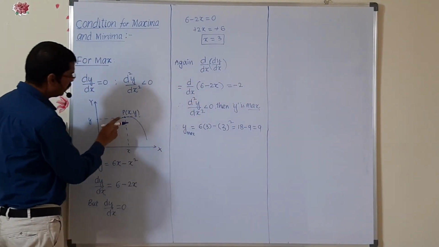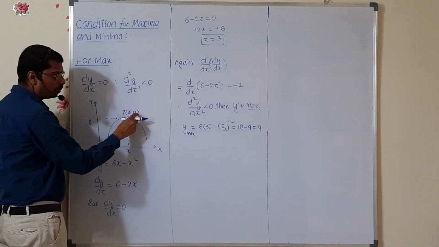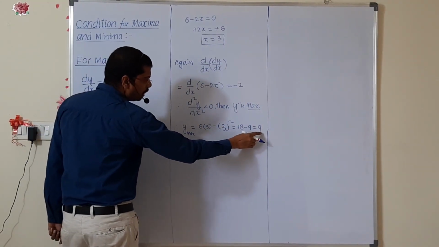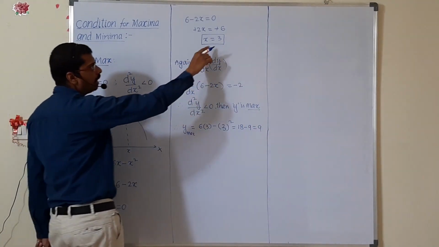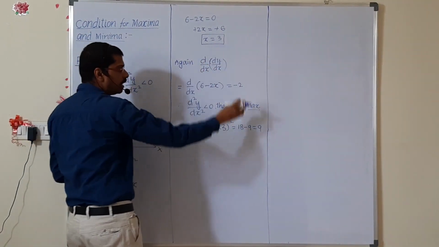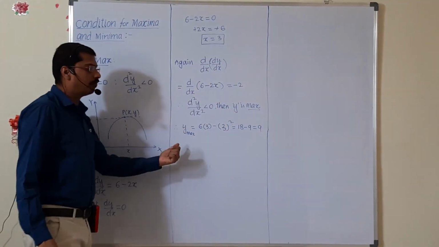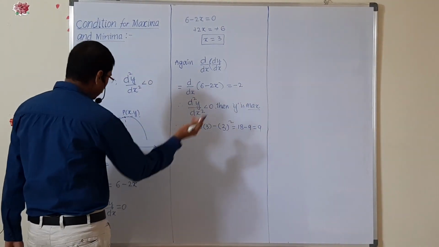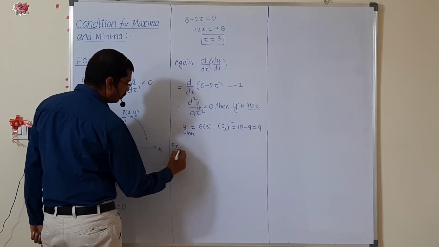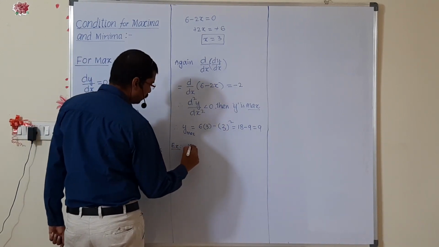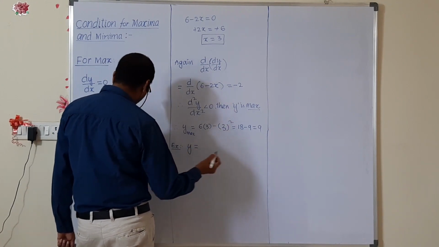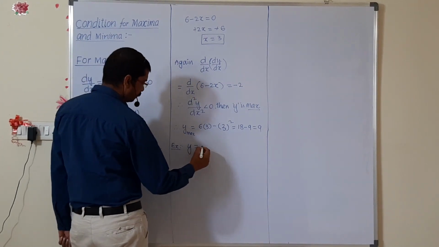Now like that, we got the x component and the y component. The x component is 3 and the y component is 9. So 3 is the maximum value on the x-axis and 9 is the maximum value on the y-axis. If you take another example, we can also discuss. Now I will give one equation, find whether it is maximum or minimum. Do the homework.